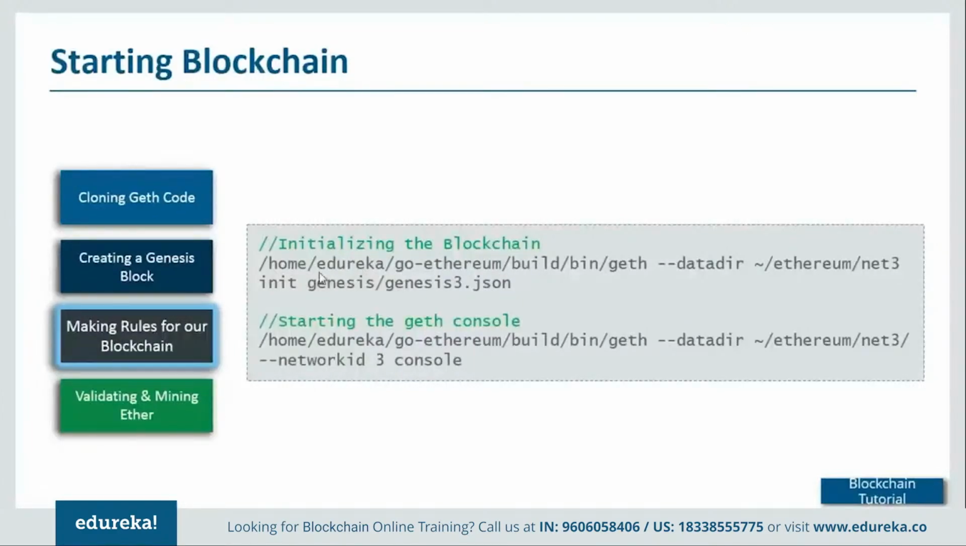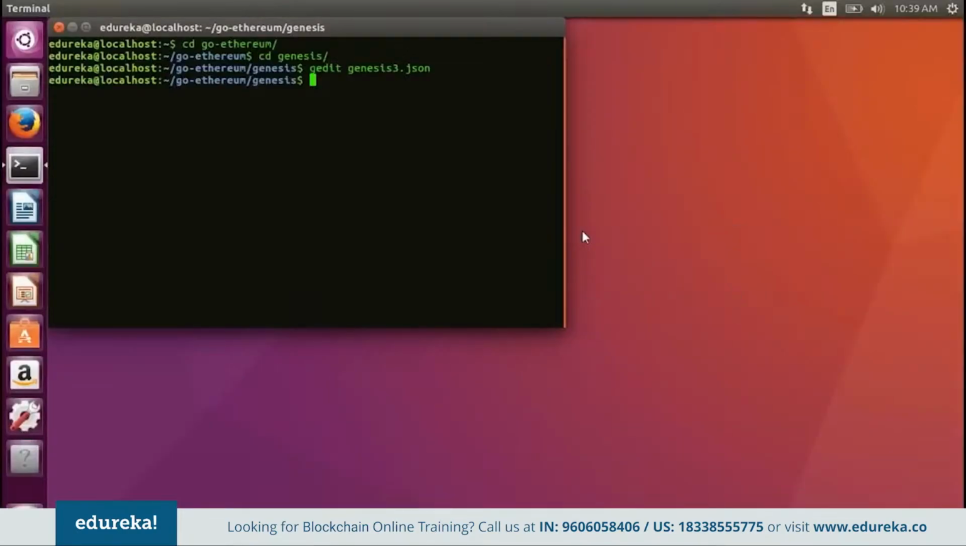home/edureka/go-ethereum. Now edureka will be replaced by the user that you have specified. Then inside the go-ethereum, you need to go inside the build, bin and geth, and there you need to specify the data directory which is of the Genesis file. So that is ethereum net3 init genesis3.json. So let me just execute this.